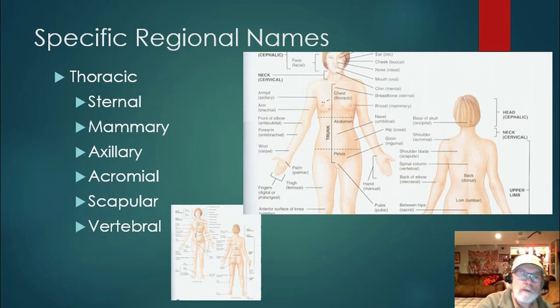Acromial. Acromial is the top of the shoulder. Is this area right here, the very top of the shoulder, what we call the acromial region. Acromial region right here. If you feel your shoulder, there's a hard bump right in the top, okay?